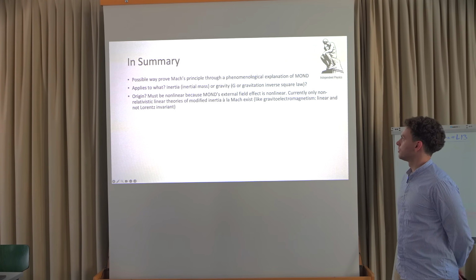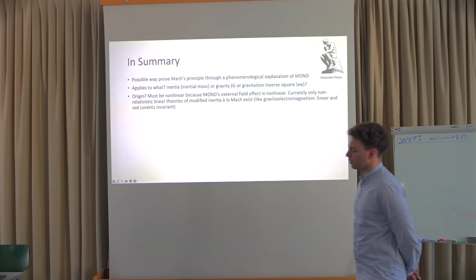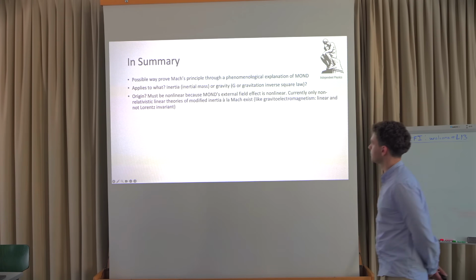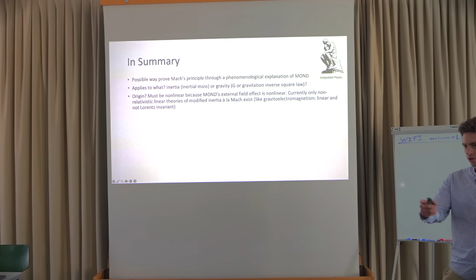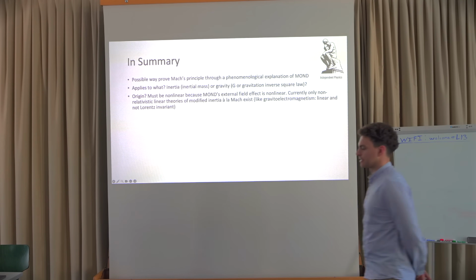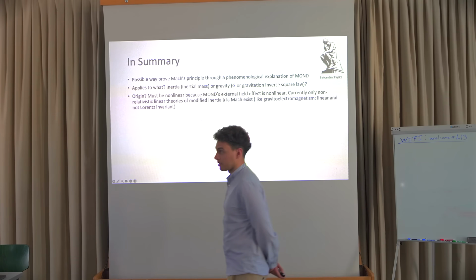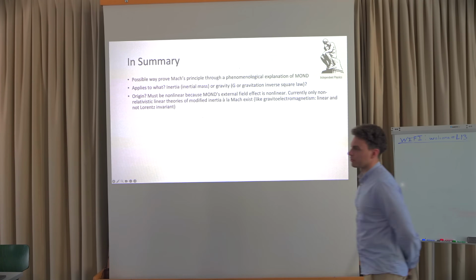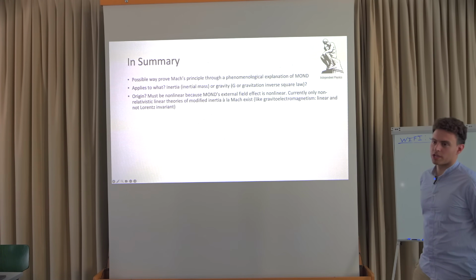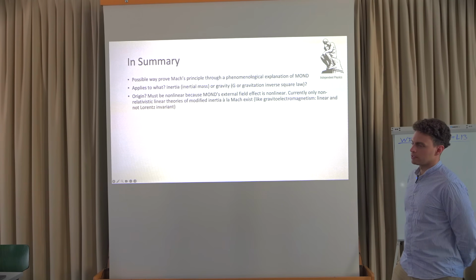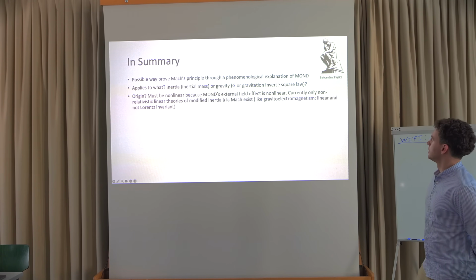As for its origin, well, it must be nonlinear because MOND is nonlinear. Its external field effect makes it nonlinear. Your theories of unifying inertia and gravity are all linear, as far as I know, but MOND already is nonlinear. So I don't think you can get MOND from Sciama or Traders, or this must come from somewhere else. Like gravito-electromagnetism, which is linear and not Lorentz invariant.